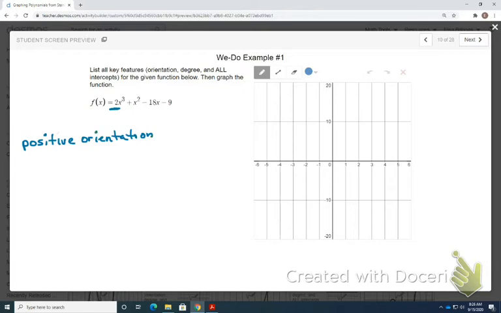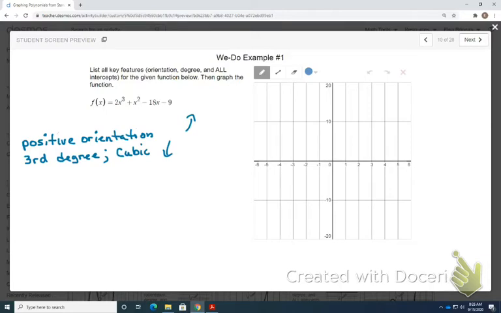We also know that the degree is 3 because it is the largest exponent in our function. So it's a third degree polynomial, also called a cubic polynomial. And because it has positive orientation and it's a third degree polynomial, we know that at the ends it's going to go down to the left and up to the right.